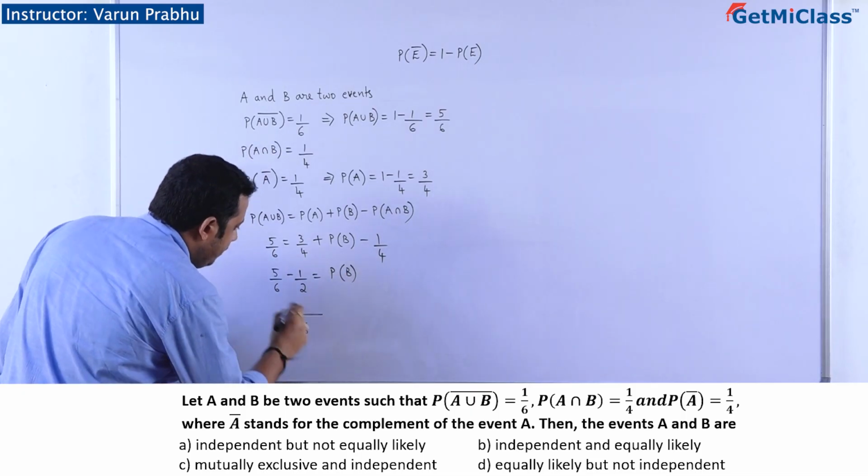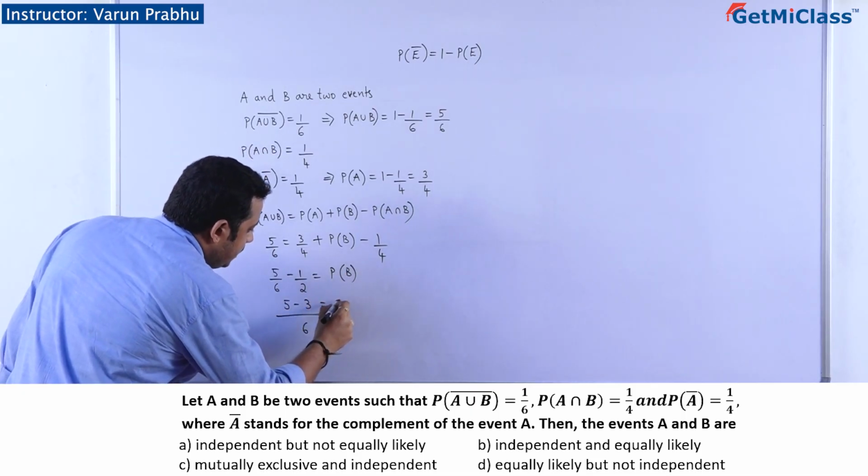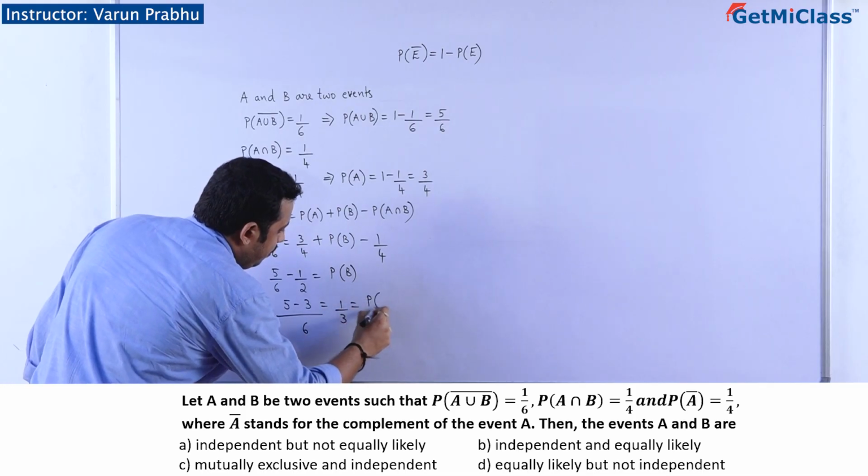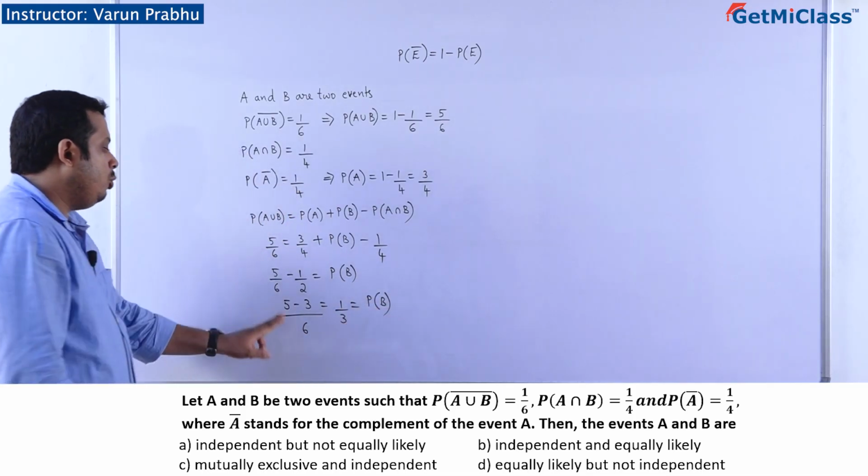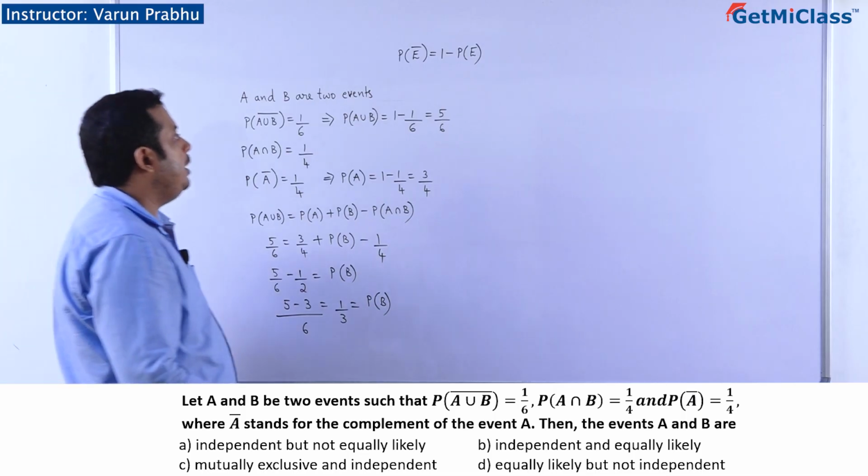So the common LCM will be 6. 5 minus 3, that is equal to 1 by 3, that is equal to probability of B. Is it right? 2 by 6 is nothing but 1 by 3, that is probability of B.